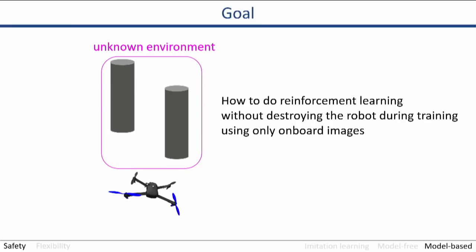So what's the goal in this work? The goal was to do reinforcement learning without destroying the robot during training using only onboard images. So we want a quadrotor thrown here. There's some obstacles that it has no idea about. How do you learn to navigate through them without destroying the robot? Now in general, this is basically an impossible problem. If you don't know something about the world, how can you ever avoid it if you never experience it? So the main idea we're going to try to do is minimize how bad the things we encounter are going to be.